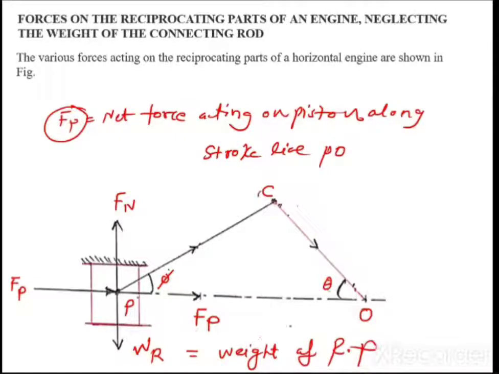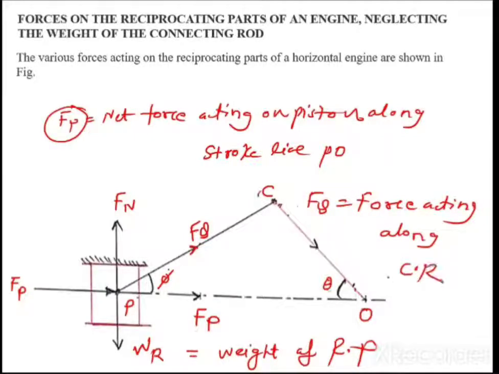And then, let us say Fn, and let us say this force is nothing but the Fq. Now first of all, let us understand what is this Fn and what is this Fq. What is Fq? Fq is nothing but the force acting along the connecting rod, right? And then Fn. What is Fn? Fn is nothing but a normal reaction.